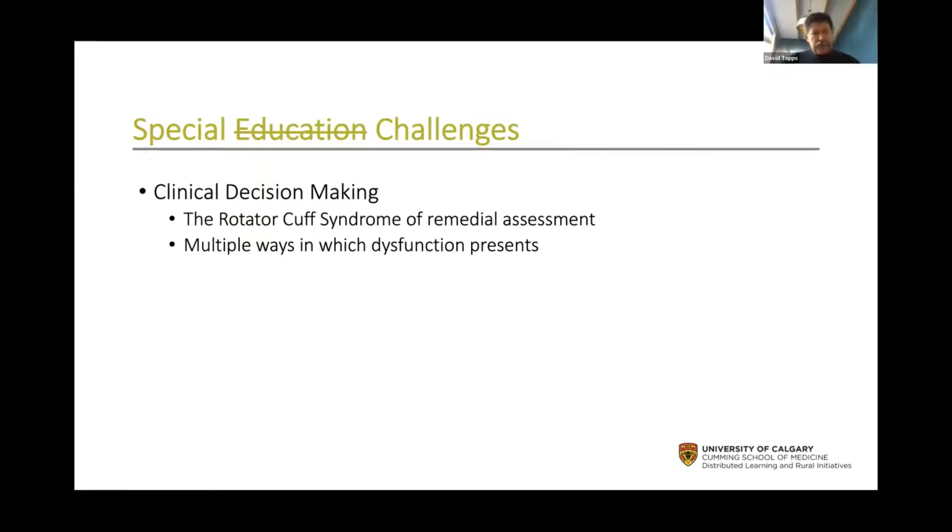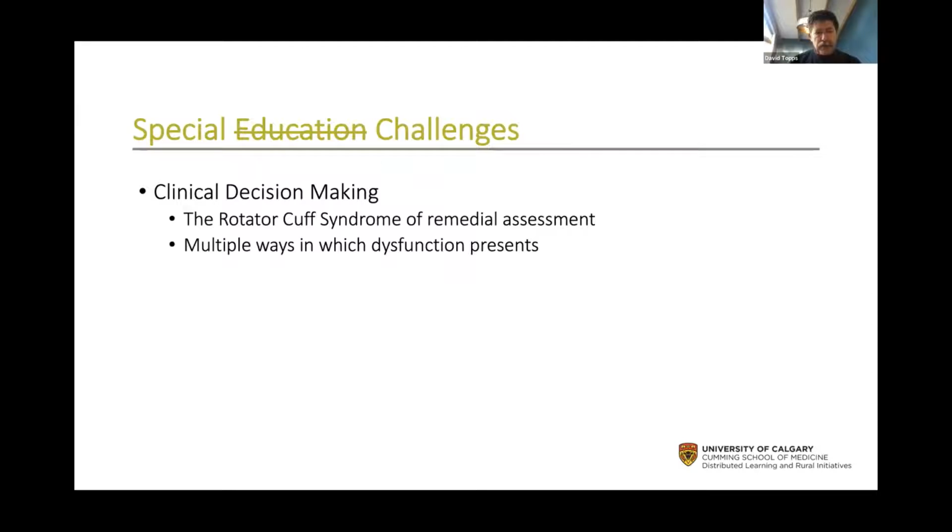All right, so some of the special challenges, rather than special education, some of the special challenges that we've seen brought to light. Then we went through a spell in our particular module of having some particularly challenging learners, and there's a group of us trying to tease out what it is we were seeing and what we do with this. Many of the challenges came down to clinical decision making, and it also got us thinking about what we actually mean by that phrase.